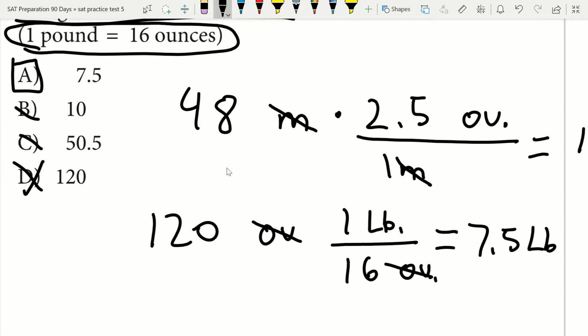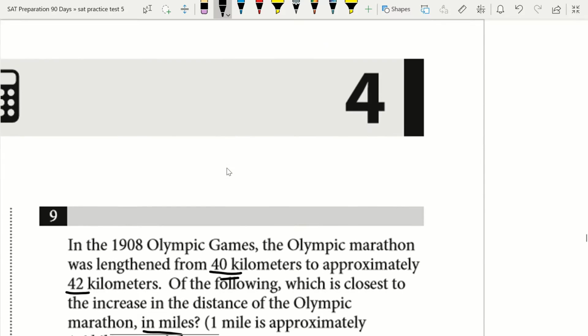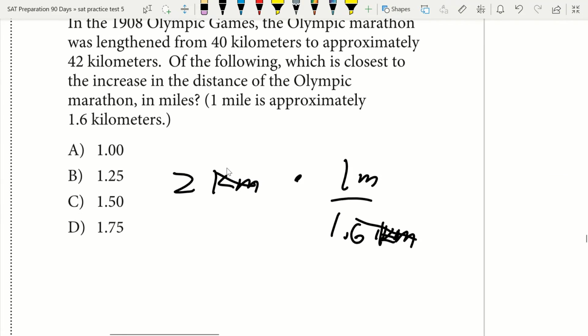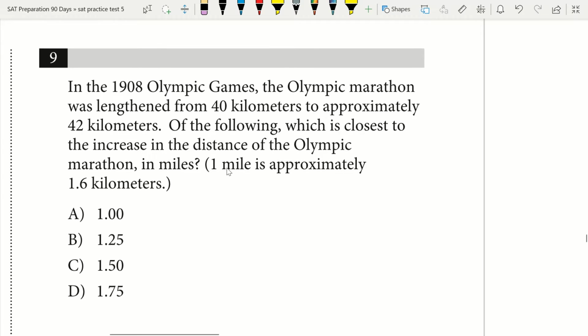Now I'm going to give you another example of this with question 9 from the same SAT practice test 5. So let's go down and find question 9. Alright, it's right here. Let me erase it real quick so that you can see what I'm going to do here. Let's take a look at our question. It deals with Olympic Games and converting between kilometers and miles. In the 1908 Olympic Games, the Olympic marathon was lengthened from 40 kilometers to approximately 42 kilometers.